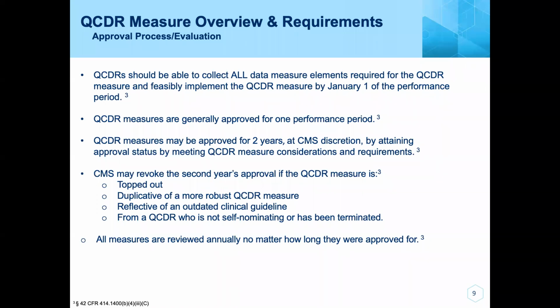CMS may still revoke the second year's approval if that measure meets any of the following. If the measure is topped out, if it's duplicative of a more robust QCDR measure that's submitted, if it's reflective of an outdated clinical guideline, or if the measure belongs to a QCDR who is not self-nominating or has been terminated. Next slide, please.